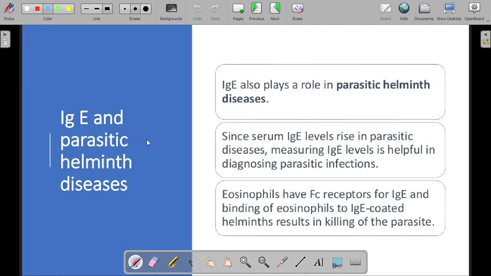IgE and parasitic helminth disease. IgE also plays a role in parasitic helminth diseases. How? Since serum IgE levels rise in parasitic diseases, measuring IgE levels is helpful in diagnosis of parasitic infections. Eosinophils have Fc receptor for IgE, and binding of eosinophils to IgE-coated helminths results in killing of the parasites.